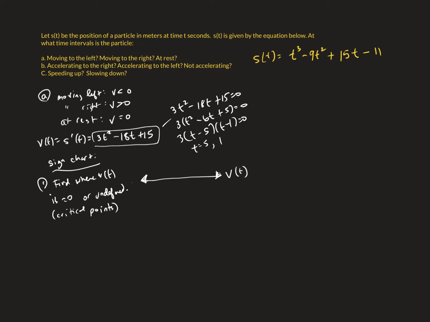So what I'm going to do on my sign line is I'm going to take those two numbers and place them on my sign line. Those are the places where the graph of the velocity would cross the x-axis. So now I need to figure out where the graph is above and below. So I'm going to test numbers in each interval to determine their signs.